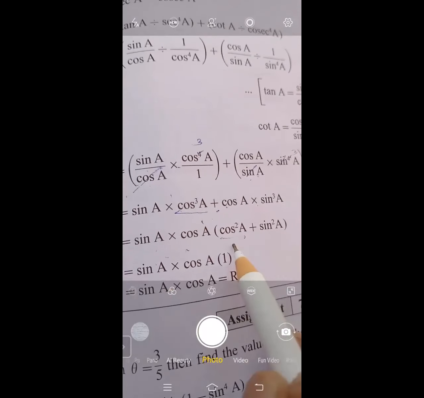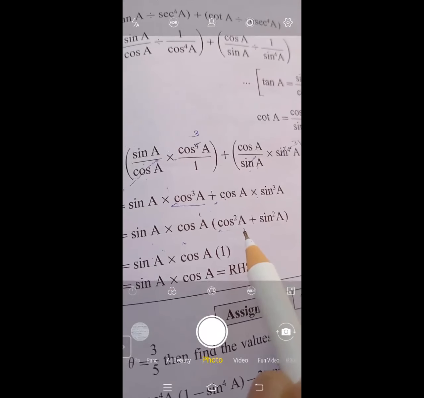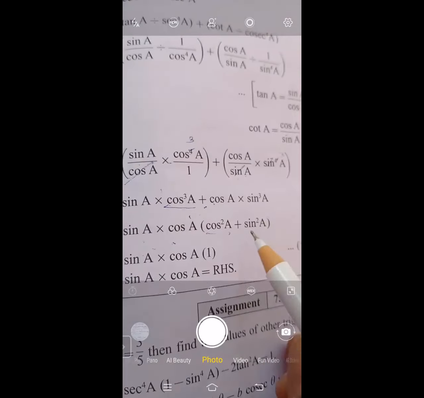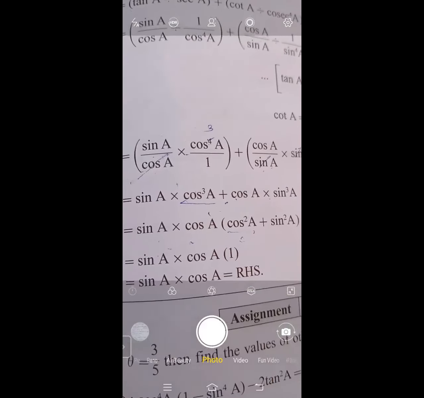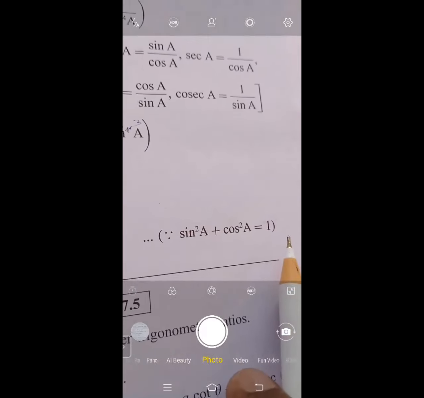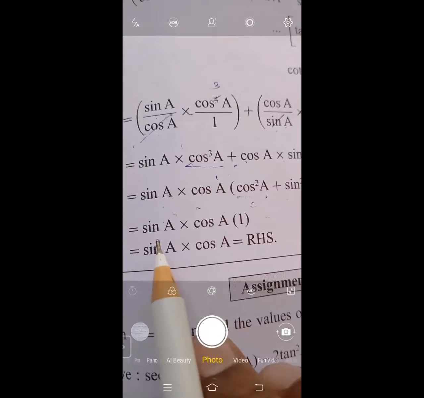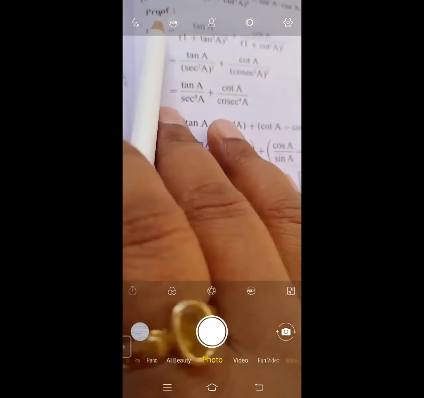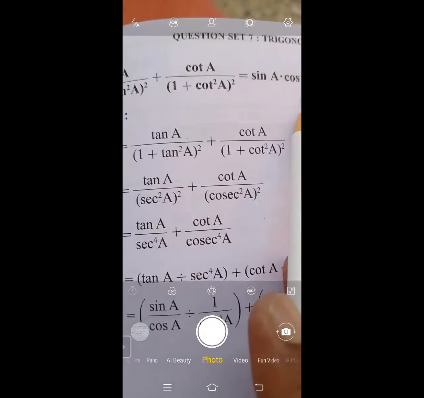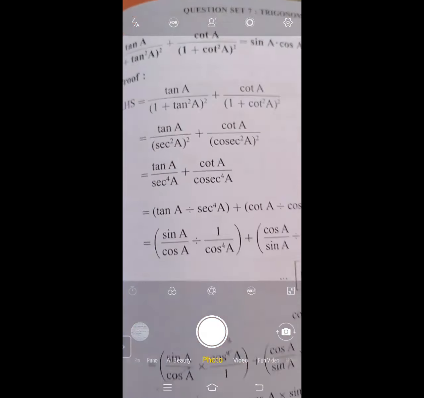Now we know sine square A plus cos square A. You should have the vision to identify this identity: sine square theta plus cos square theta is equal to 1. The theta is changed to A, and you apply that identity, sine square A plus cos square A is equal to 1. So the answer is 1 over here. We are left with sine A into cos A, which is the required RHS. Just write the given equation as it is, and hence we have proved that LHS is equal to RHS.